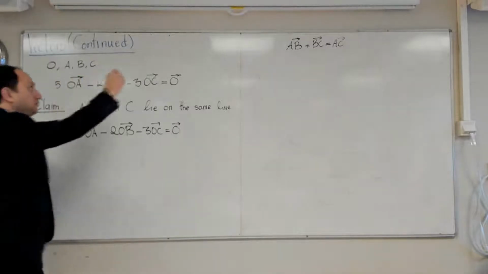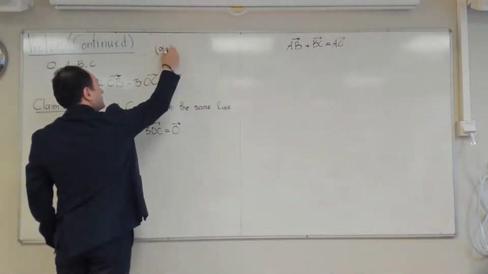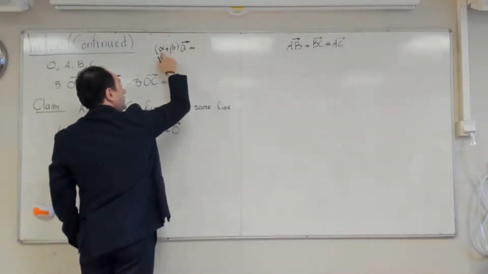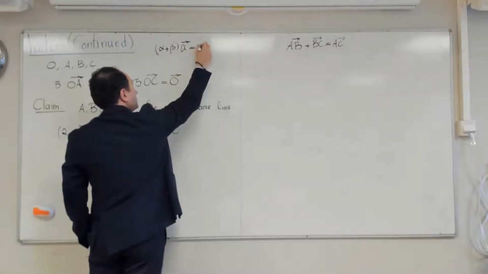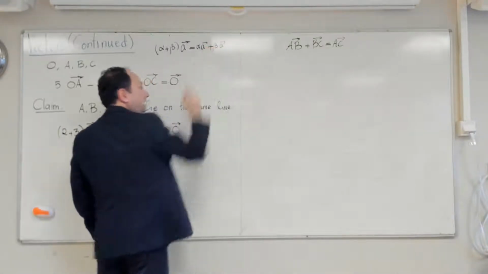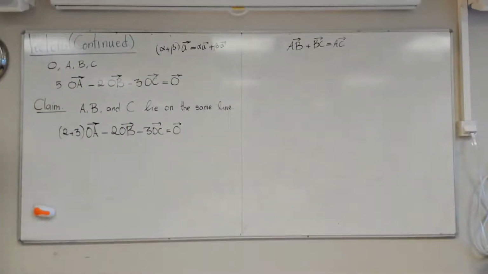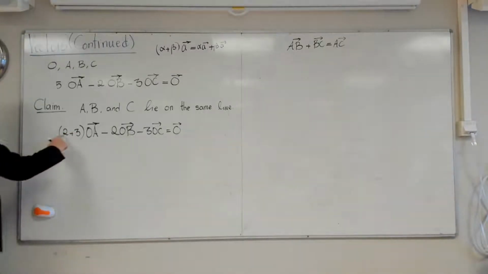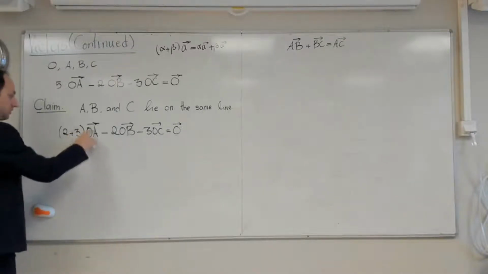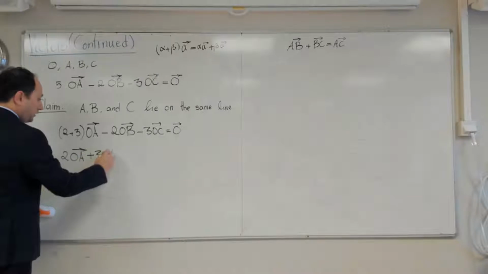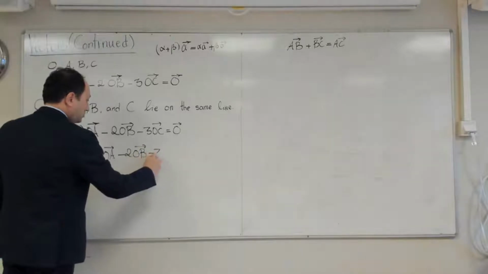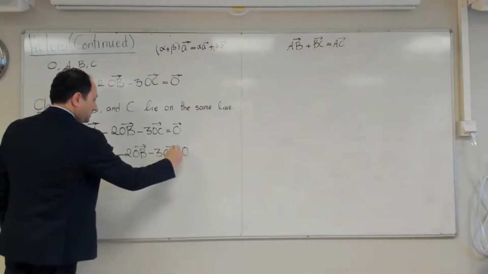Do you remember I wrote a formula yesterday for you that if I have two numbers, alpha and beta, added together, and then you want to multiply it by a vector, you are allowed to multiply the first number by your vector, and then multiply the second number by your vector, and then add them at the end. Do you remember? That was one of the main properties here. So I can do the same idea here. I can multiply 2 here. It becomes 2 vector OA. And then I multiply this here, it becomes 3 vector OA minus 2 OB minus 3 OC is equal to the 0 vector.